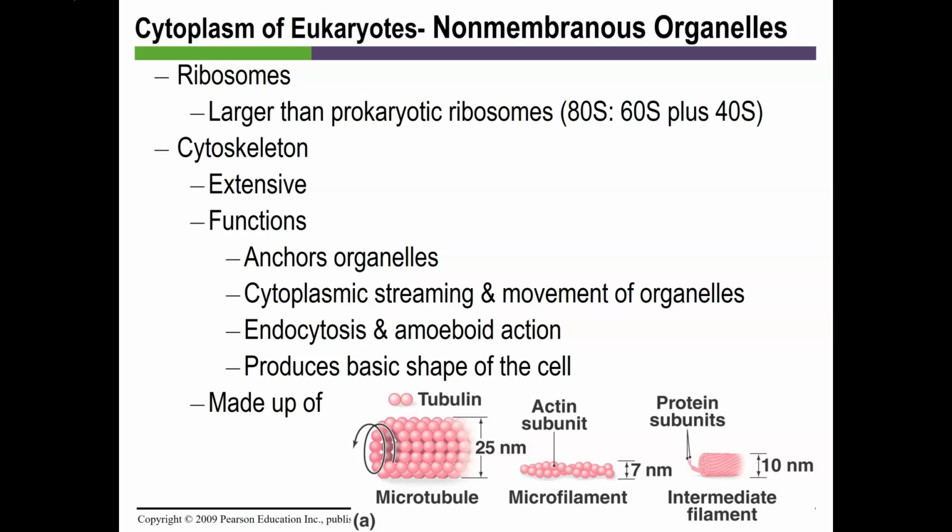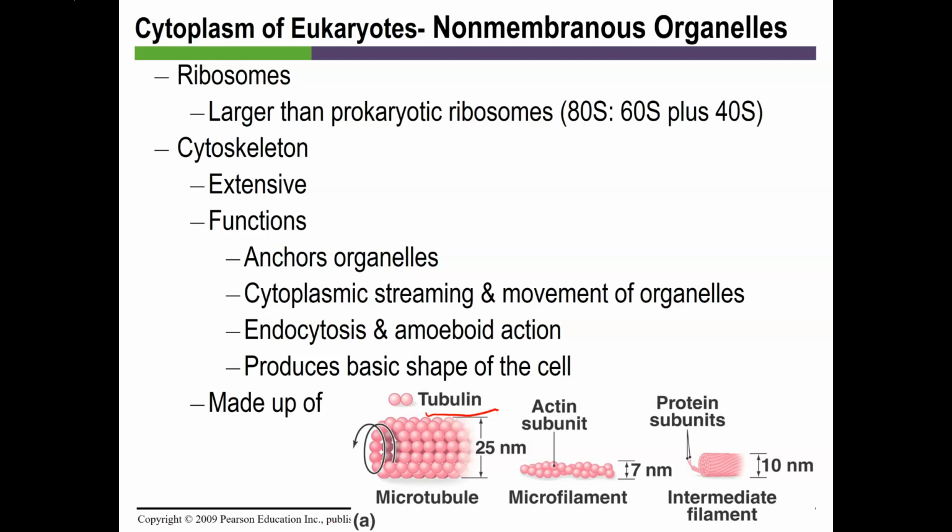Eukaryotes have a cytoskeleton that is much more extensive than prokaryotes. They are made up of different proteins. The microtubules we just discussed as part of the flagella and cilia are also part of the cytoskeleton. The protein that comprises microtubules is tubulin. And you can see the arrangement in this illustration.